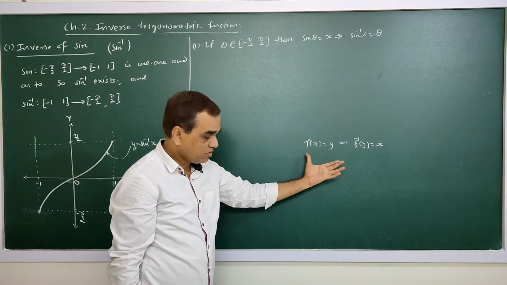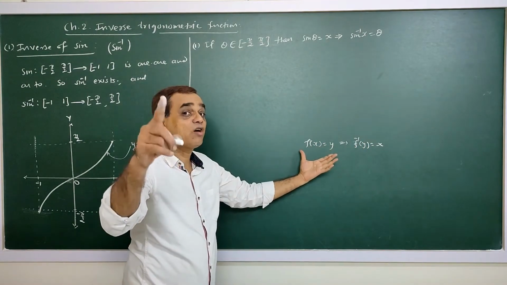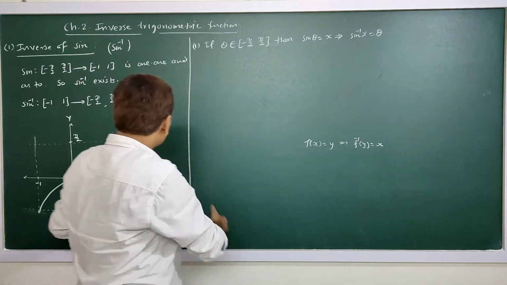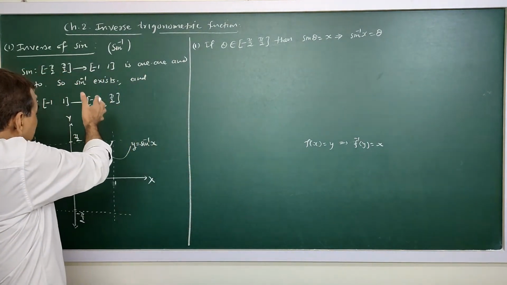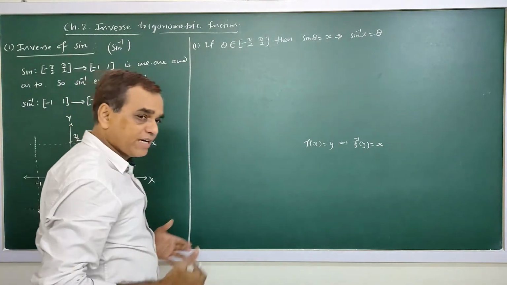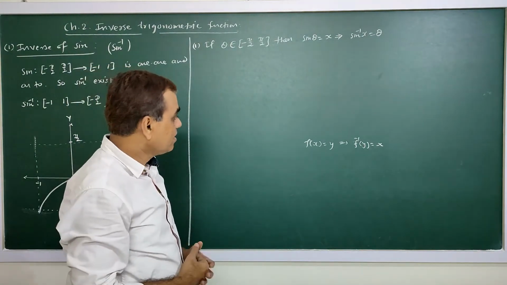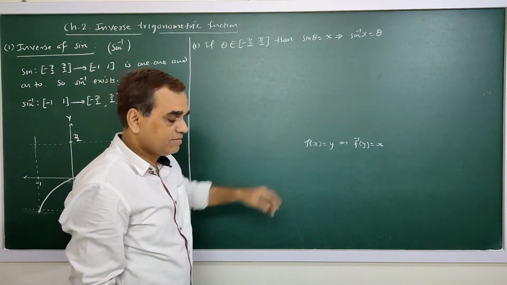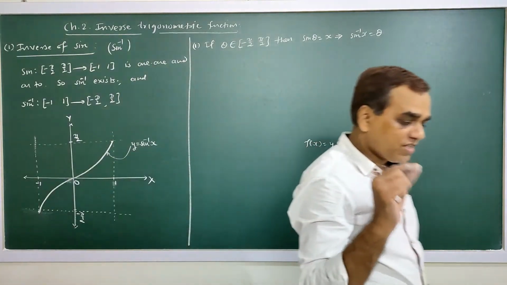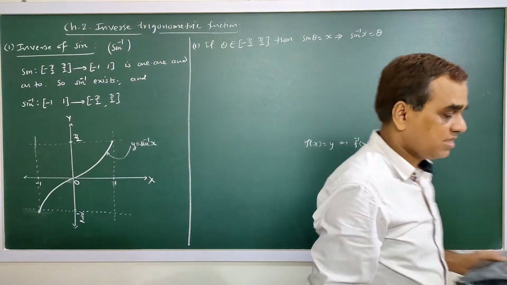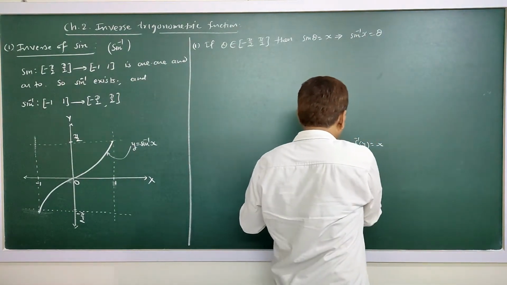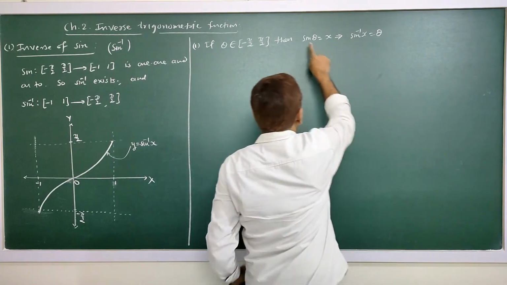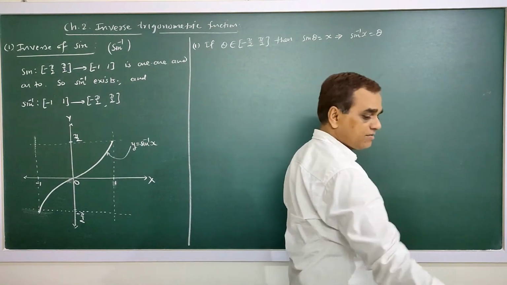This is allowed when the function is one-one and onto. And here we have already taken the domain and codomain accordingly to make it one-one and onto. So the statement is like this. Inverse of sine is sine inverse. Inverse of f is f inverse. So here inverse of sine is sine inverse.